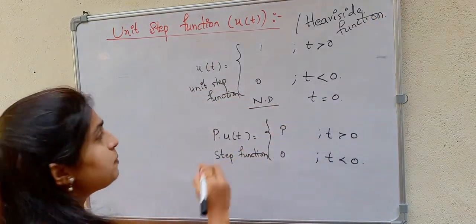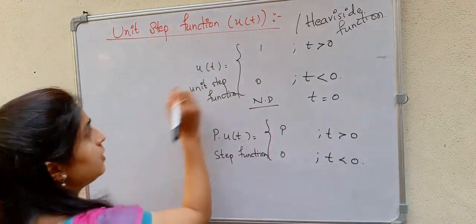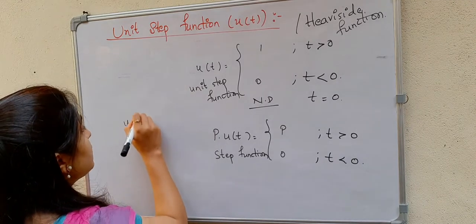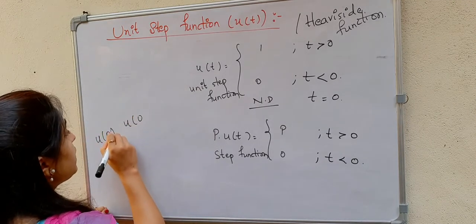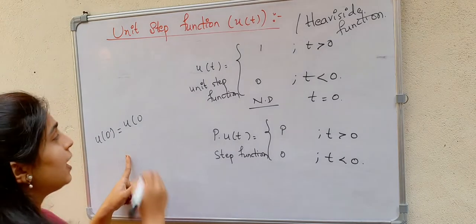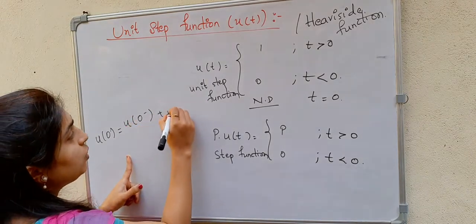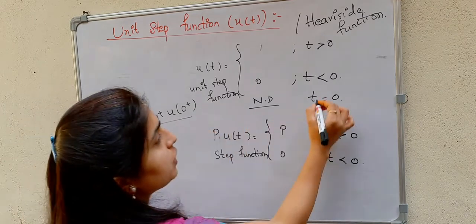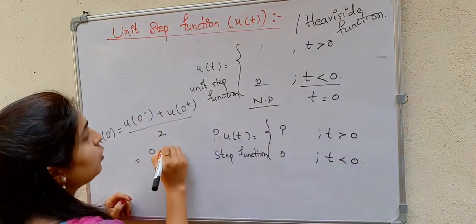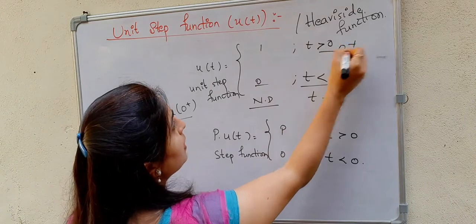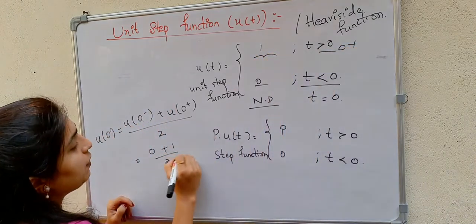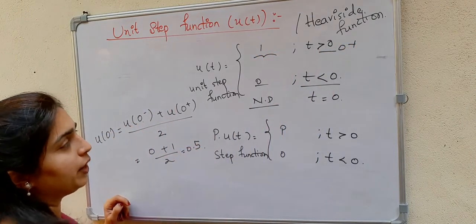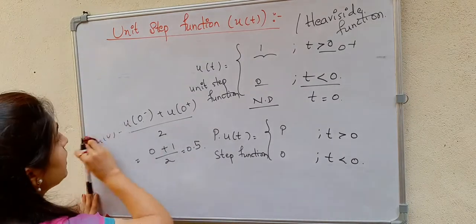And from the Gibbs phenomenon, the value at u of 0 will be considered as u of 0 minus plus u of 0 plus, divided by 2. That means u of 0 minus is 0, and u of 0 plus is 1. So that will be considered as 0.5. That is from the Gibbs phenomenon.